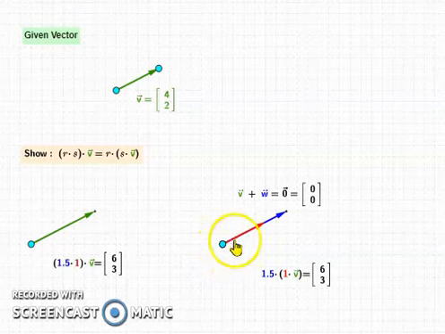So 1.5, so this is 1 here, from this point up to this, the head is 1, and then plus 0.5, kalahati nito. So you have this one. That is why from here up to here, that's 1.5 of this vector na red.